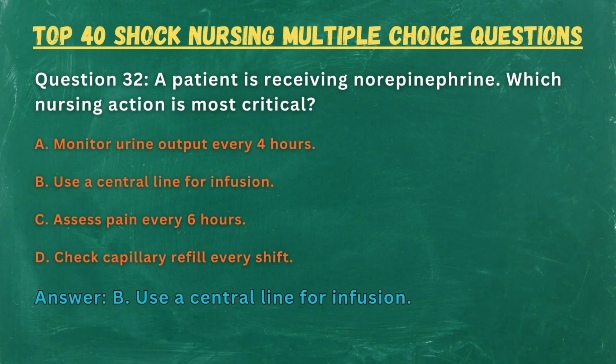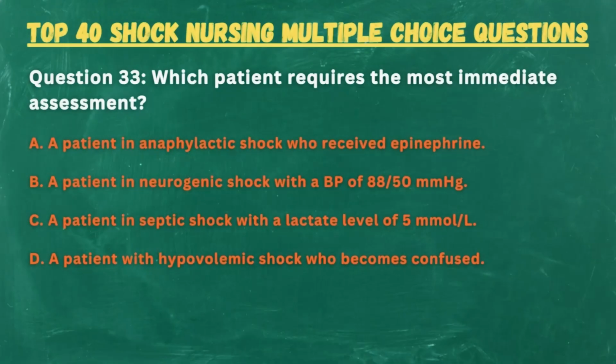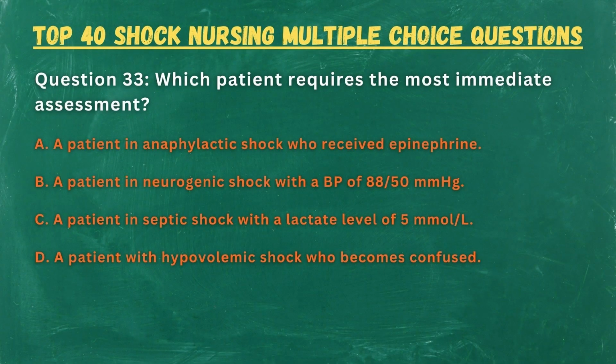Answer: B. Use a central line for infusion. Question 33. Which patient requires the most immediate assessment? A. A patient in anaphylactic shock who received epinephrine. B. A patient in neurogenic shock with a blood pressure of 88/50 millimeters of mercury. C. A patient in septic shock with a lactate level of 5 millimoles per liter. D. A patient with hypovolemic shock who becomes confused.